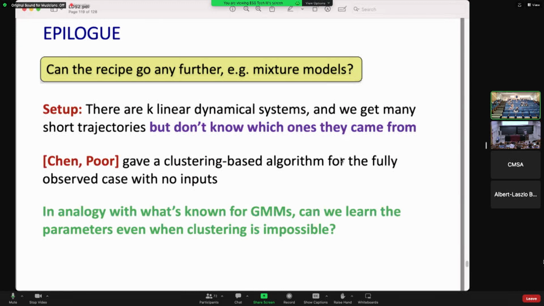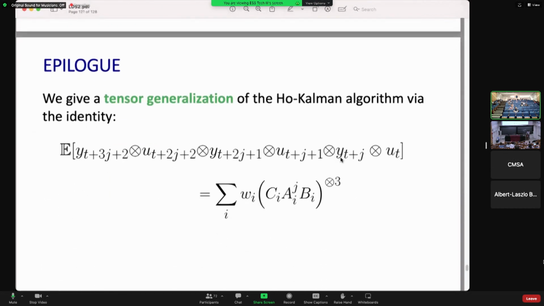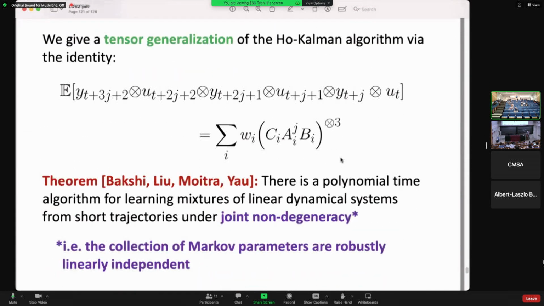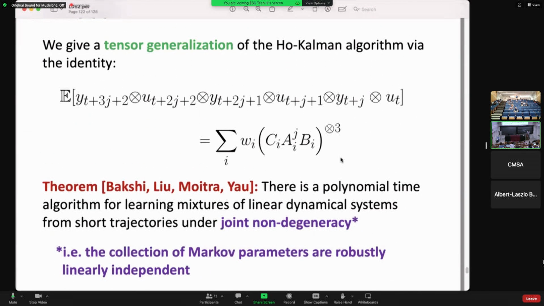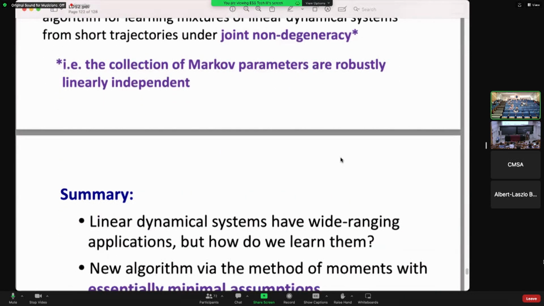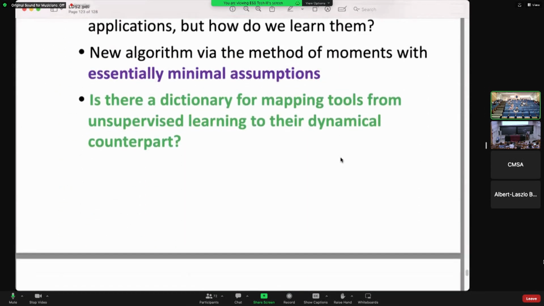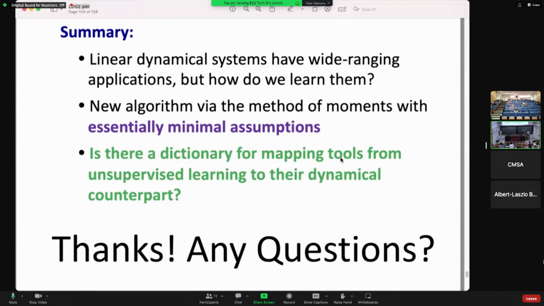So you can ask all kinds of fancier things, like what happens if you have a mixture of linear dynamical systems? This is what the method of moments is really useful for. Some of the other work that we gave exactly gives some kind of generalizations of this to learning mixtures of linear dynamical systems under, again, essentially minimal conditions, something to do with joint non-degeneracy. So I'll stop there, and I'll mention what I hope you got as the main takeaways.